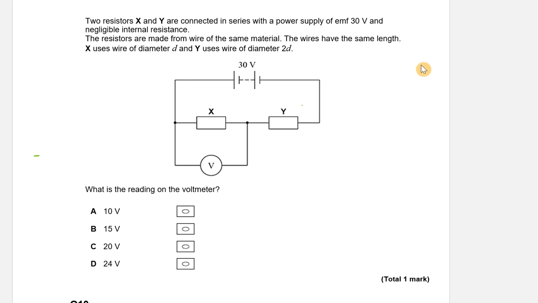If you want to try to answer this question yourself, pause the video now. If you got the answer D, well done. If you want to hear my explanation, keep watching.